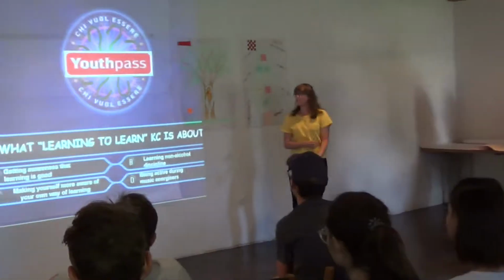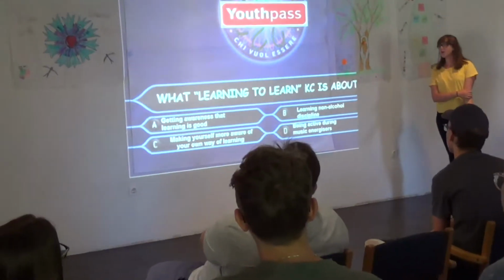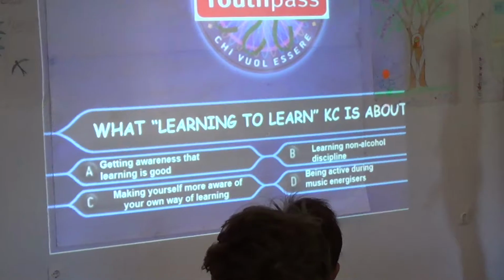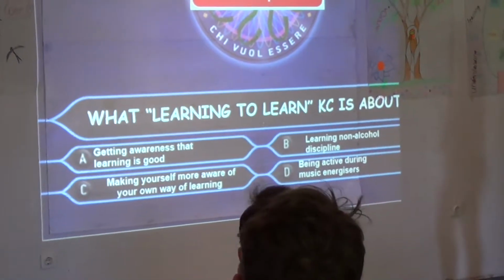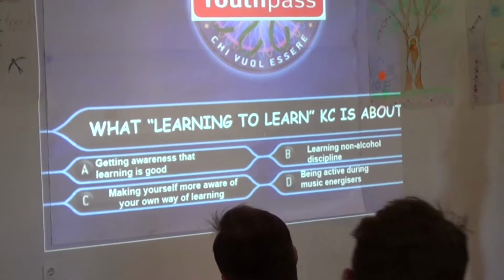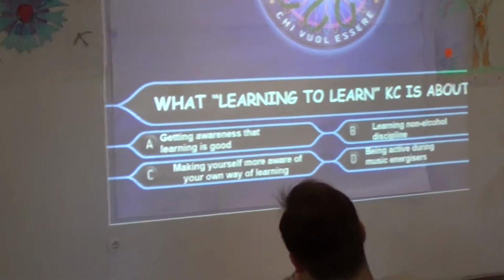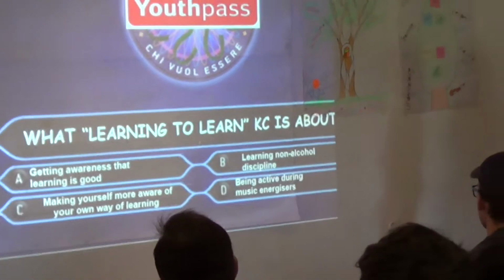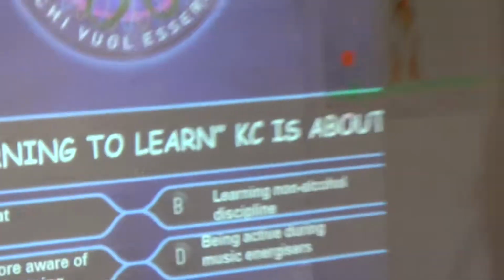So, this is a question for you. What is the learning to learn key competence about? A. Getting awareness that learning is good. B. Learning no alcohol discipline. C. Making yourself more aware of your own way of learning. D. Being active during music energizers.